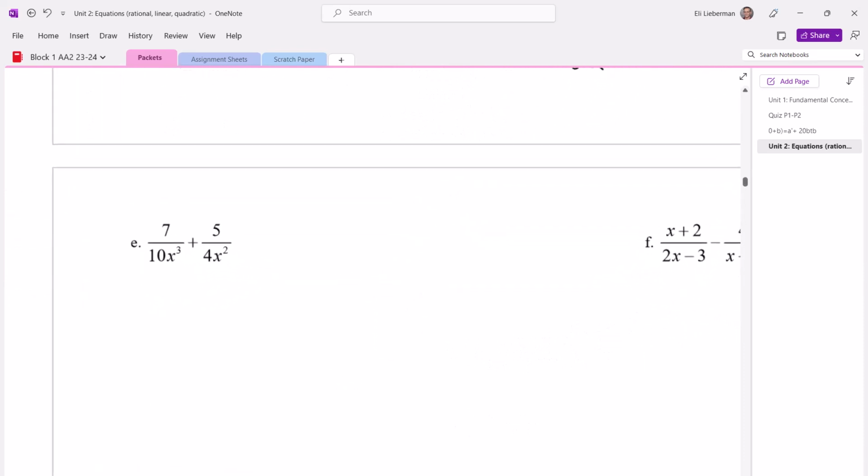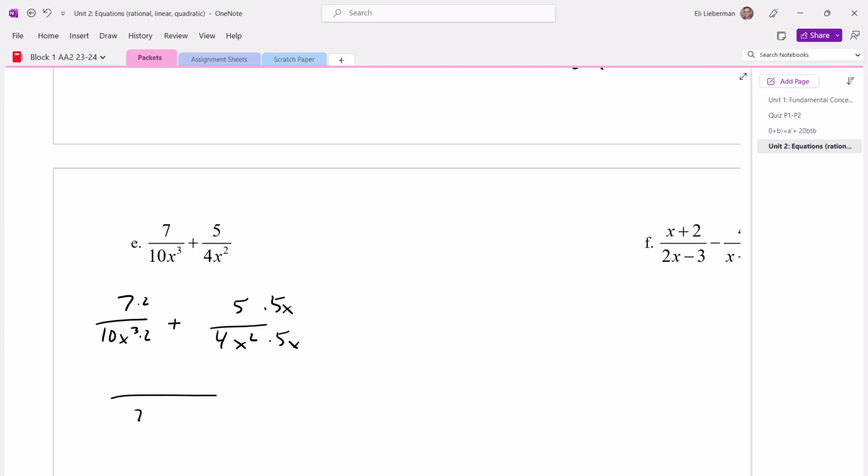E. I'll write this over so I have a little bit of room to actually do stuff. First fraction, I need to multiply top and bottom by 2. I think that's it. Second one, I need to multiply top and bottom by 5x. Does that do it? Yeah, I think at this point they'll both be 20x cubed on the bottom.